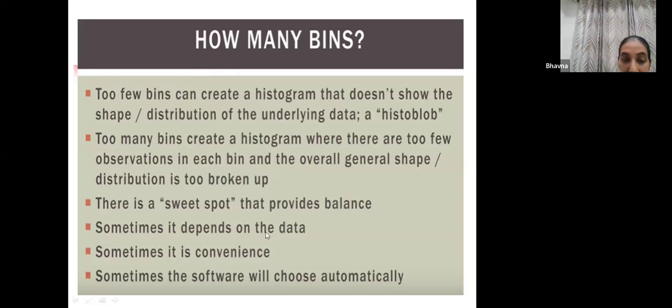Sometimes it depends on data. Sometimes it is convenience. And most of the time, when you know how to use a software, all your worry is gone and the software will choose it automatically for you, okay? You don't have to do anything essentially, no calculations, nothing, but you have to know how to spot the number of bins that should be in your data, okay?